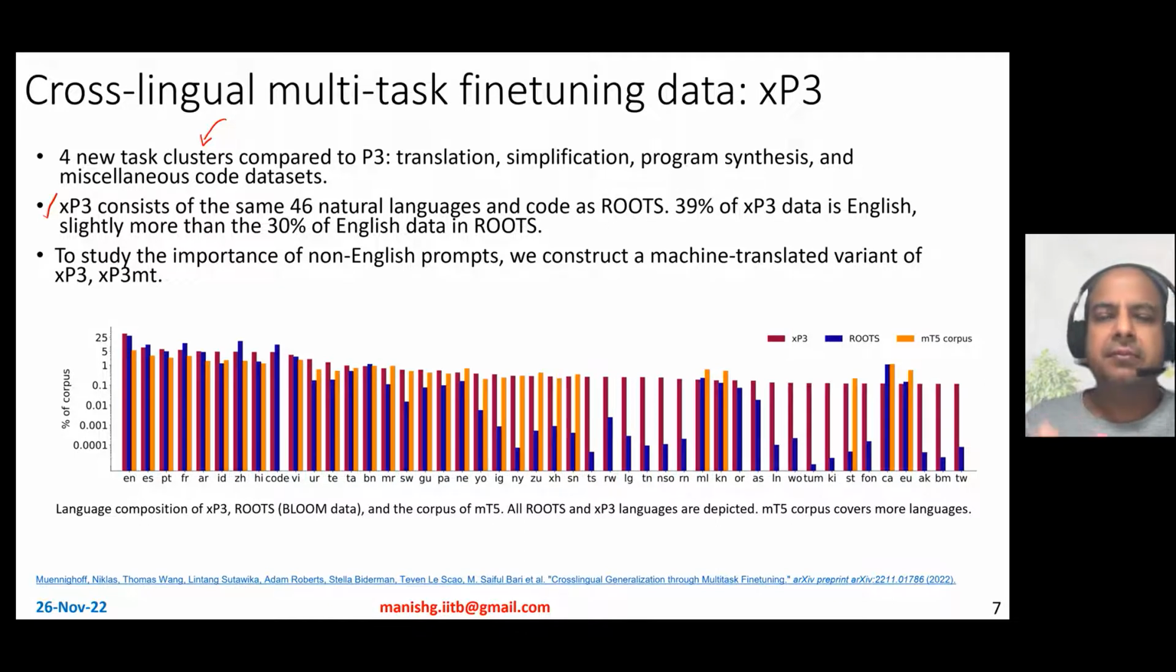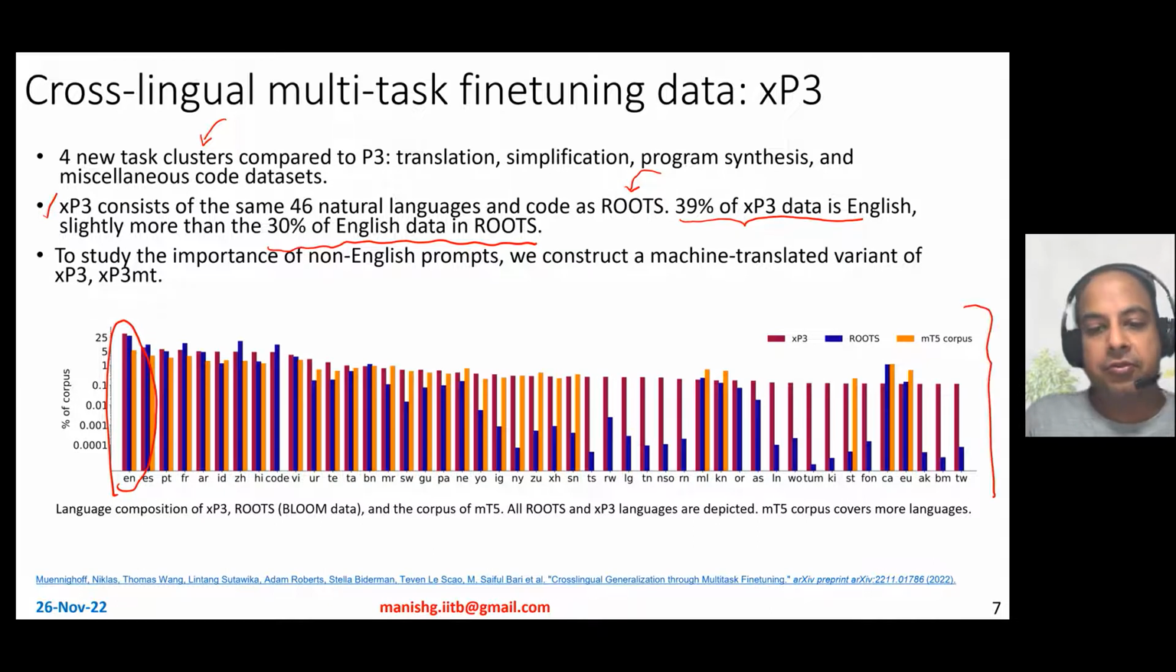So it also has some formal code-based tasks, as the ROOTS dataset, which was used to train the original BLOOM model. In fact, 39% of XP3 data is English data, as you see here, which is slightly more than the 30% in ROOTS. So that's that, and also the point is that here is the language distribution.